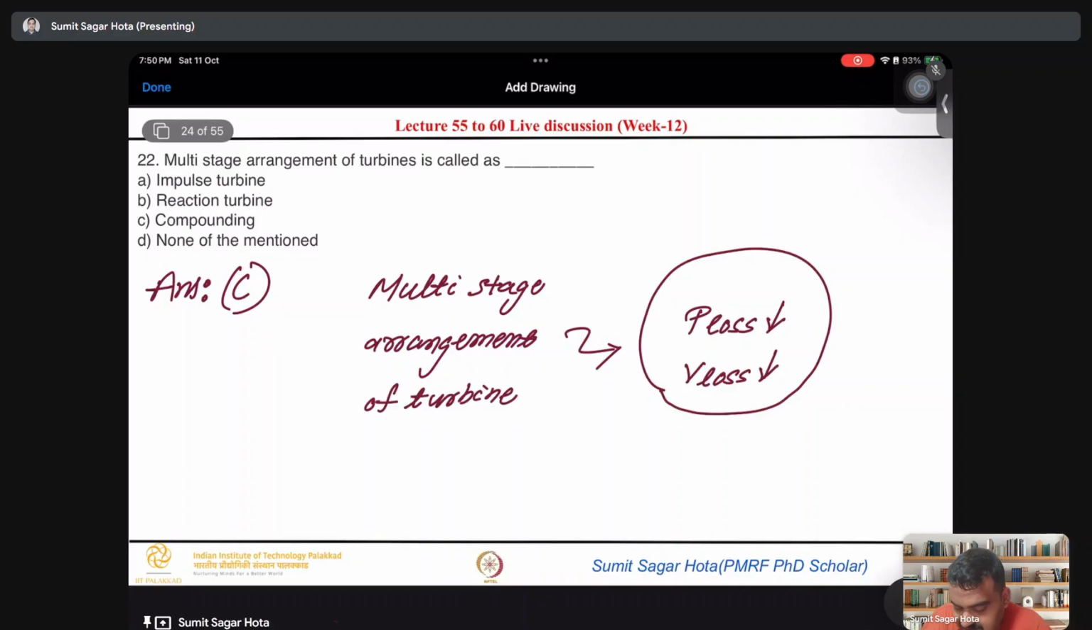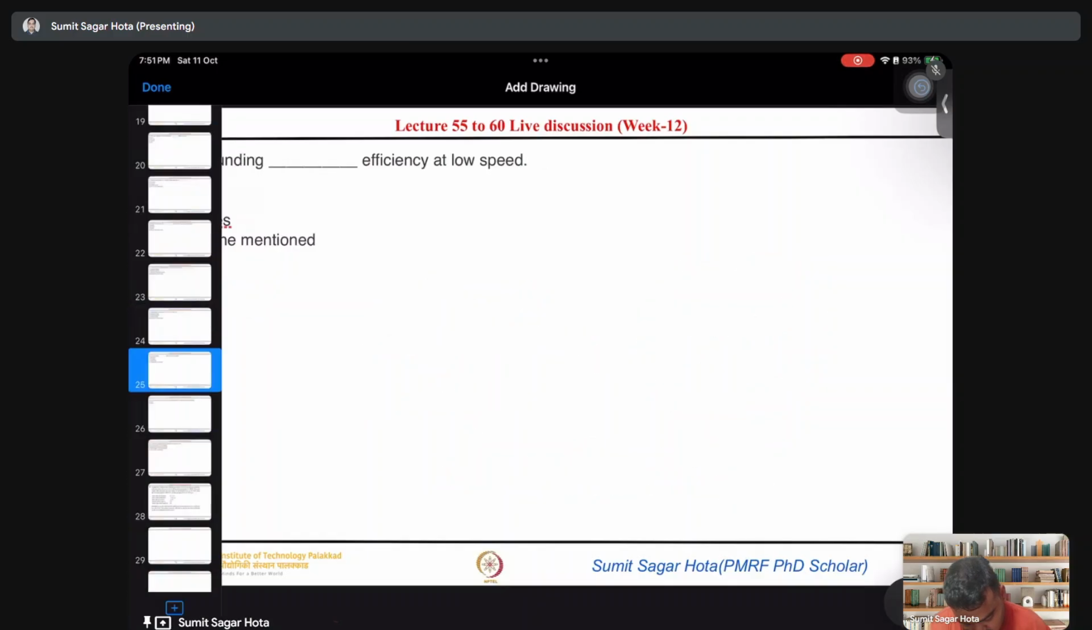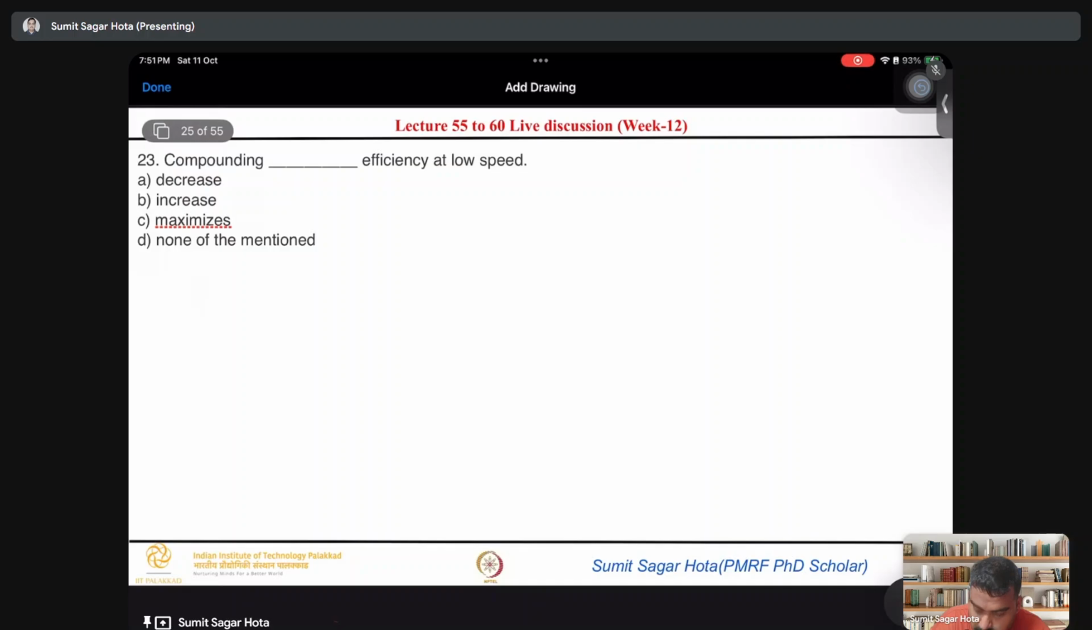Okay. So the multi-stage arrangement of turbine gives the advantage of decrease in pressure loss and decrease in velocity loss. Called as compounding. So the compounding efficiency at low speed.